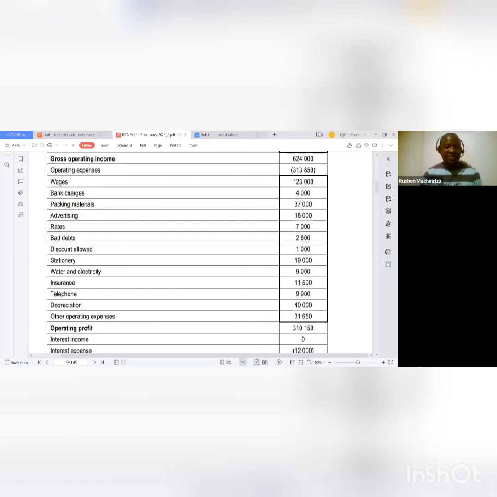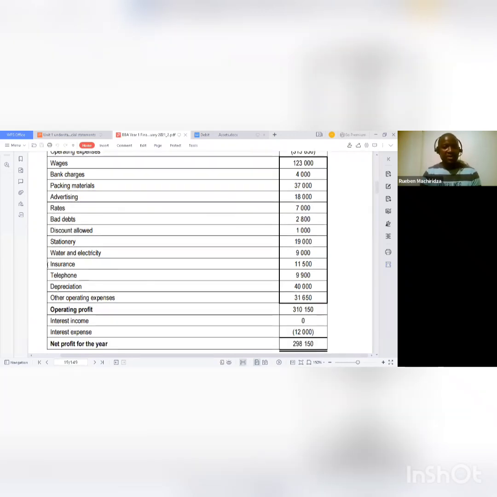Okay. Thank you. We've explained water and electricity under rates. These are the rates that we are talking about here. I don't know why we have them in separate categories here, but under normal circumstances, this is what constitutes rates.